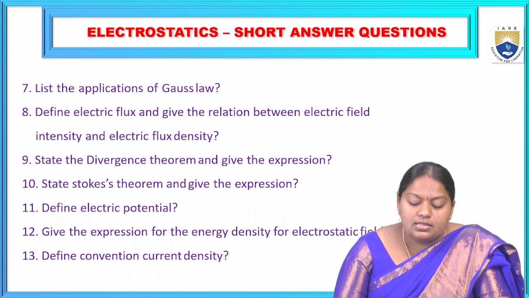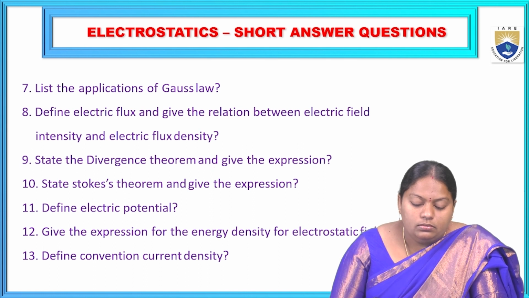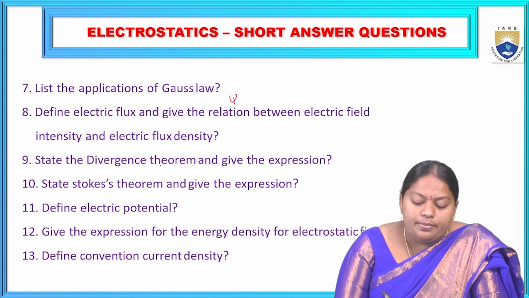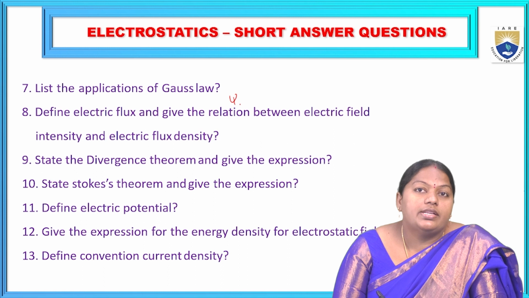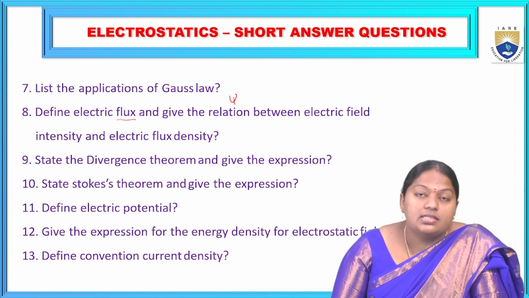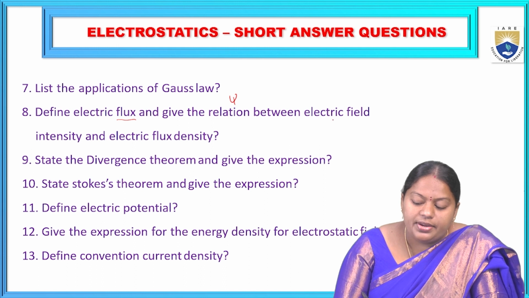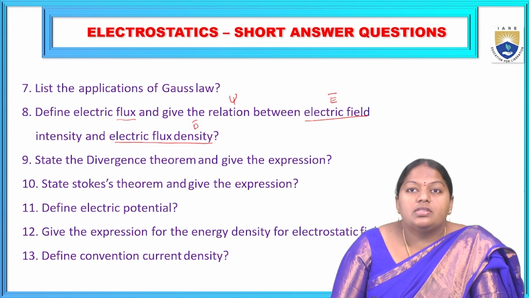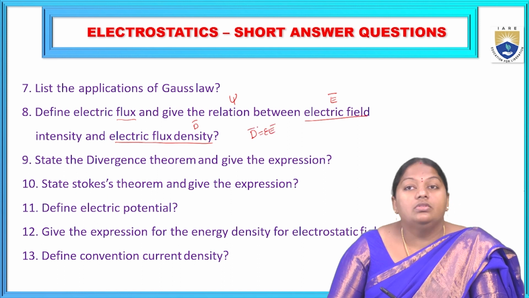Then define electric flux and give the relation between electric field intensity and electric flux density. Electric flux is represented with psi, and it can be defined as electric lines of force. Generally, flux is defined as lines of force, so electric lines of force are said to be electric flux. Electric field intensity is represented with E bar, and electric flux density is represented with D bar. The relation between the two is D equal to epsilon times E bar.